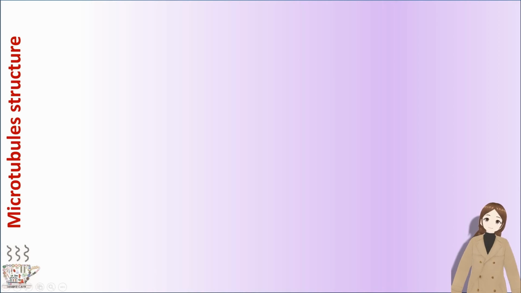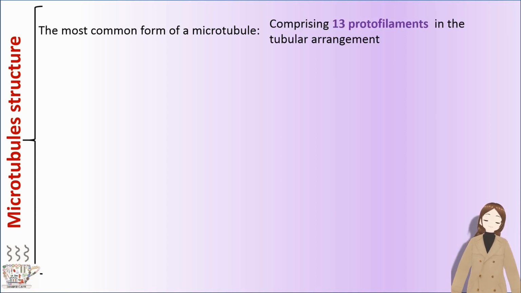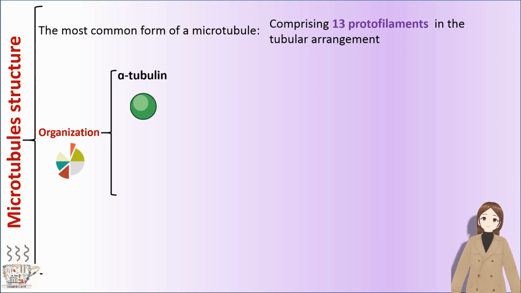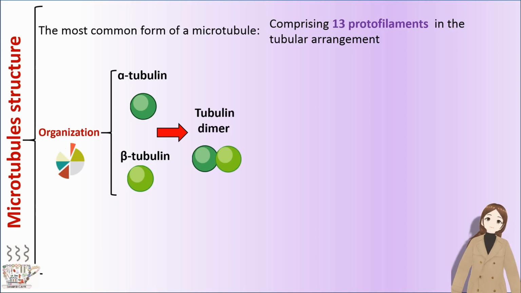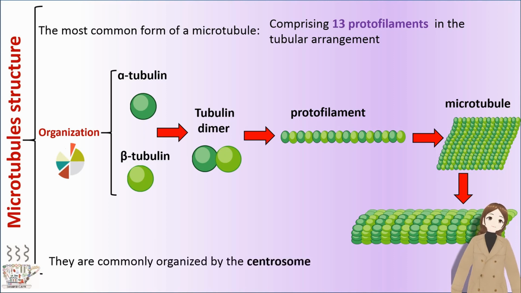Microtubules structure. The most common form of a microtubule comprises 13 protofilaments in a tubular arrangement. Organization. Alpha-tubulin and beta-tubulin join together and form a tubulin dimer. Tubulin dimers join together and form a protofilament. About 13 protofilaments make a microtubule. They are commonly organized by a centrosome.